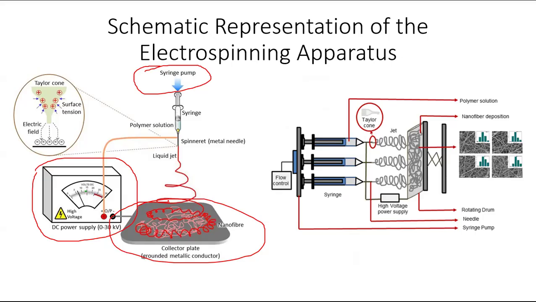So this is the schematic representation of the electrospinning apparatus, which you should be very thorough about. You should be able to draw at least the very important information in a diagrammatic way, and you should be able to explain how the electrospinning apparatus works. Okay.